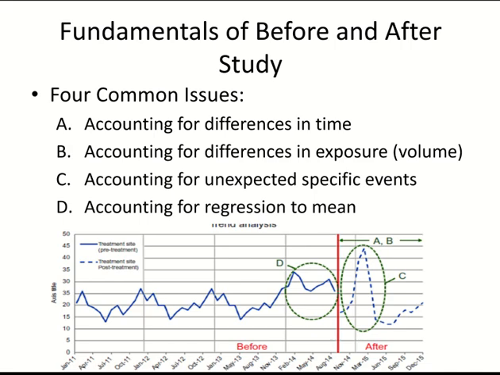Then there is accounting for unexpected events, which are not related to the change you have made, but something happened in general. There was a new mall built in that area, or there was some event in that area. That event or that mall will have an effect on the volume and so on, and the crashes as well. Again, something which is not in your control. And accounting for regression to mean, which I will talk about later on.